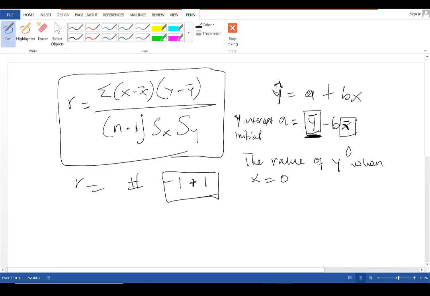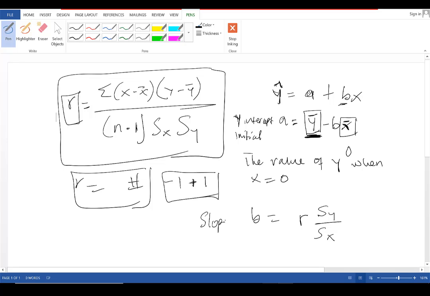And the b calculation is the regression coefficient, which is the number we will get here, times the standard deviation of y divided by the standard deviation of x. And this is the slope.